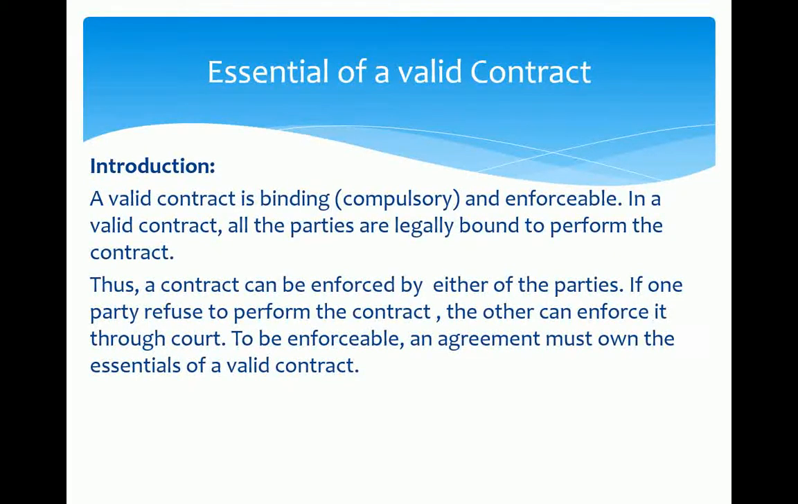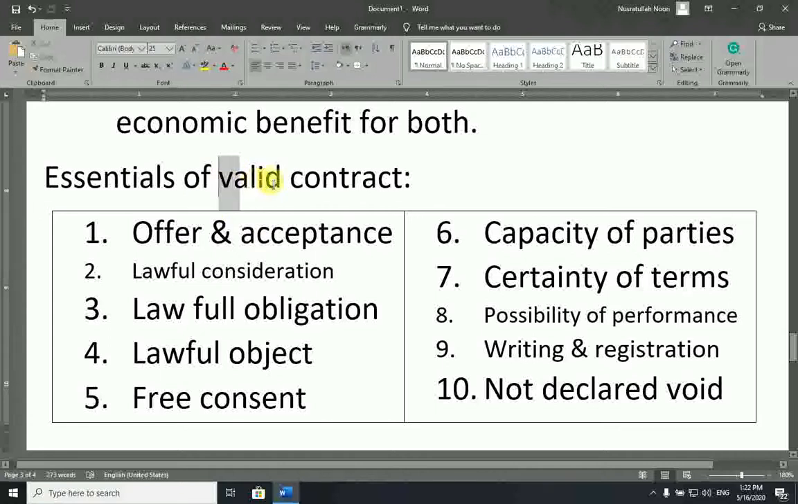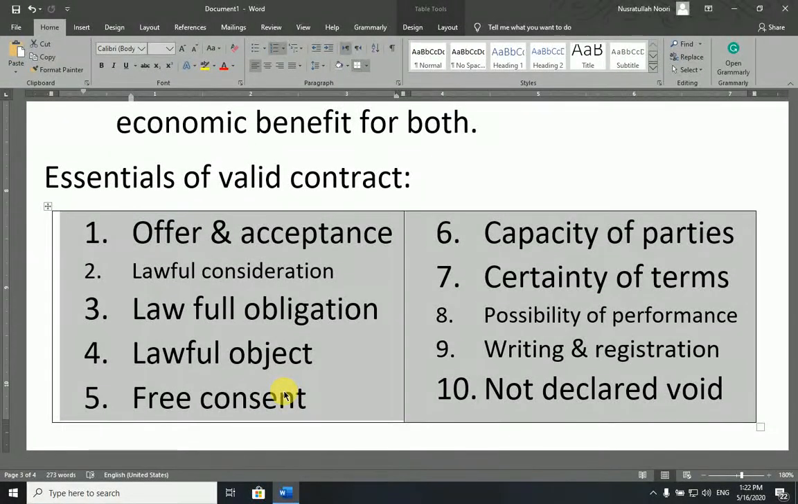To be enforceable, an agreement must own the essentials of a valid contract. That is its definition. So what is a valid contract? A valid contract is a contract which consists of all the essentials of a contract mentioned in the law of contract, right? So once again, a valid contract is a contract which consists of all the essentials mentioned in the law of contract. And the essentials mentioned in the law of contract are these 10, right?